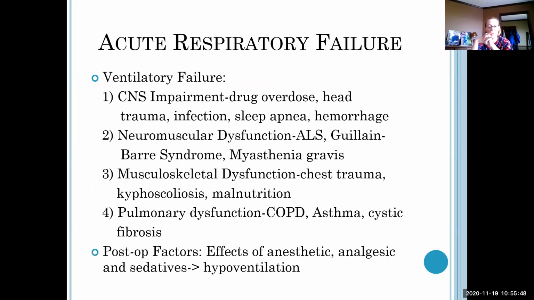Ventilatory failure can be a result of CNS impairment, which would be like drug overdose, head trauma, infection, sleep apnea, hemorrhage, neuromuscular dysfunction, ALS, Guillain-Barré syndrome, myasthenia gravis, musculoskeletal dysfunctions, or chest trauma, kyphoscoliosis, malnutrition, pulmonary dysfunction, or COPD, asthma, cystic fibrosis. So this, of course, is not an extensive list, just some examples. And then post-op factors: effects of anesthesia, analgesics, and sedatives can cause hypoventilation that can cause patients to go into respiratory failure.